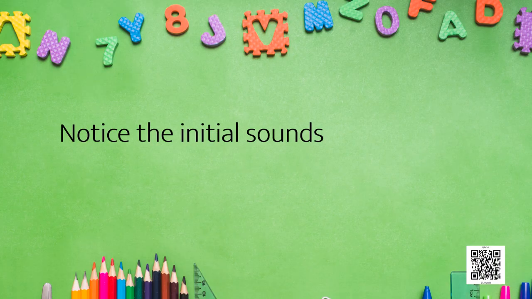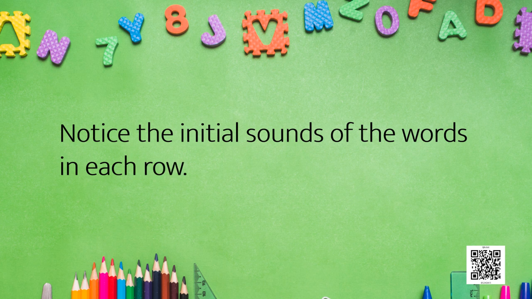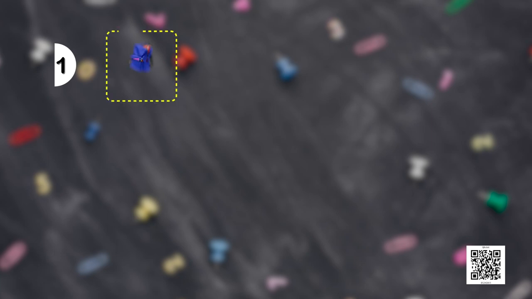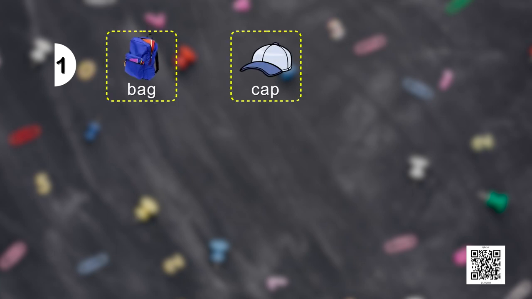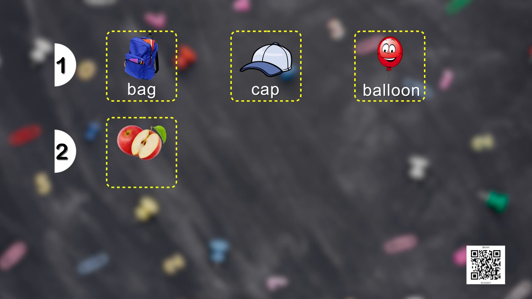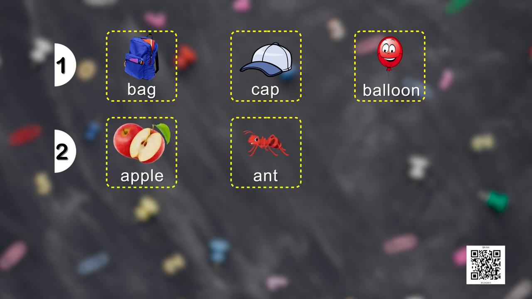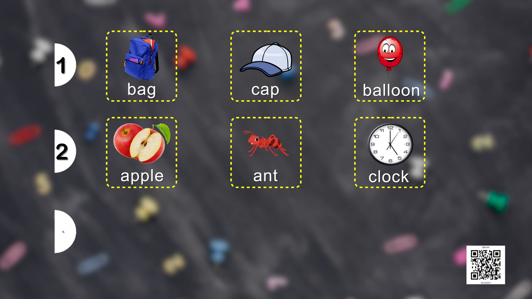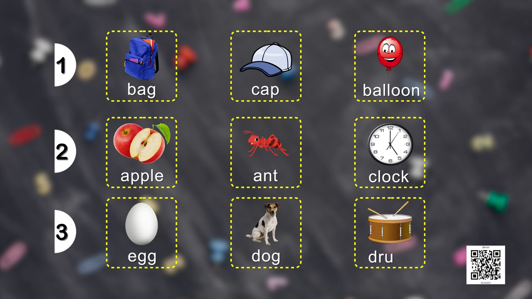Notice the initial sounds of the words in each row. Find the odd one out. 1. Bag, cap, balloon. Can you identify the odd one out? In bag, cap, balloon. 2. Apple, ant, clock. 3. Egg, dog, drum. Can you find the odd one out?